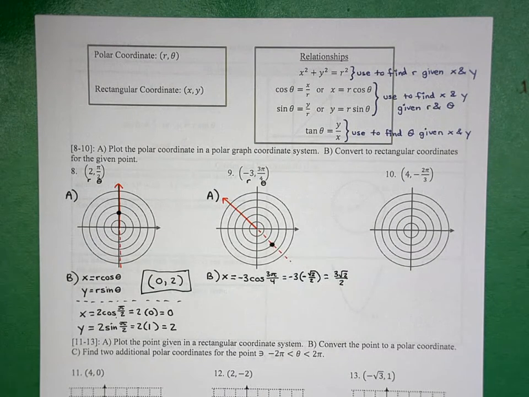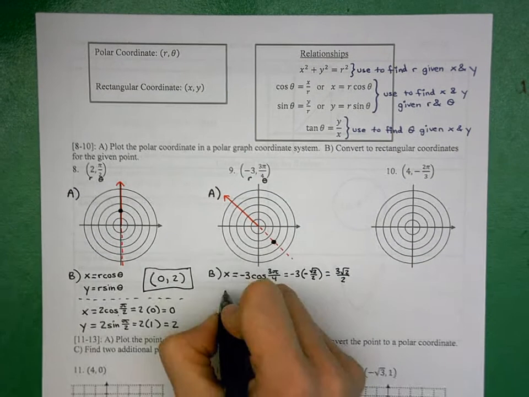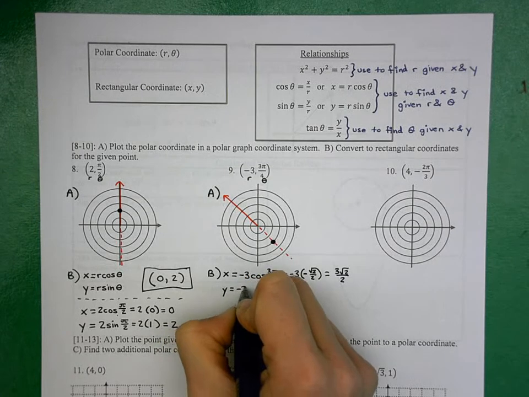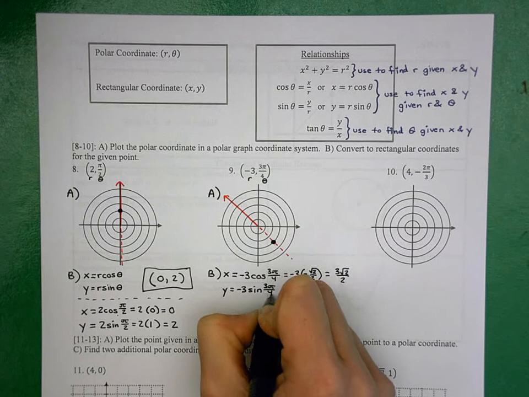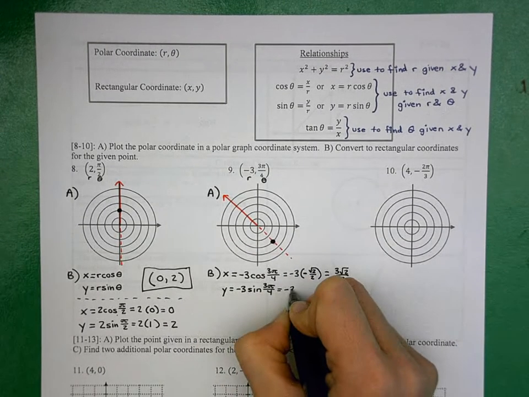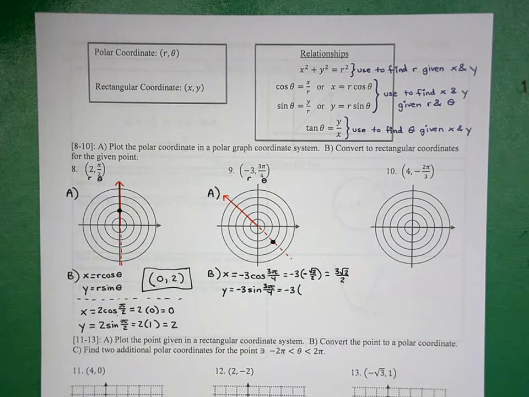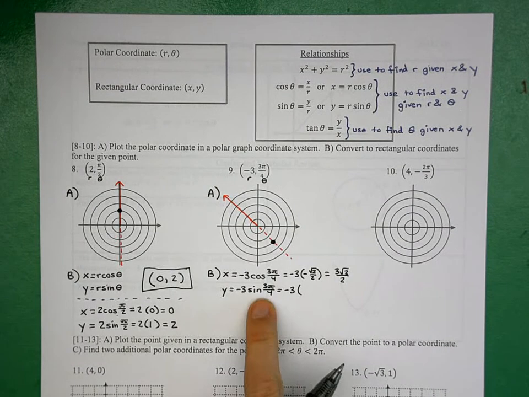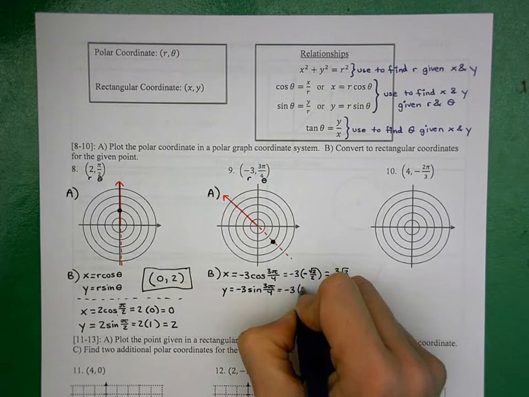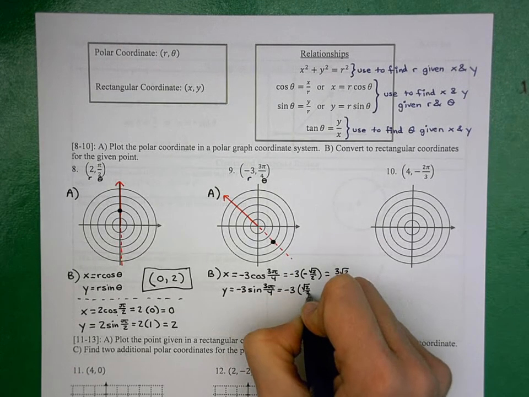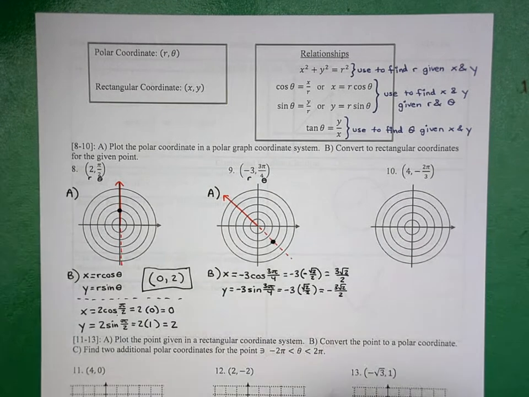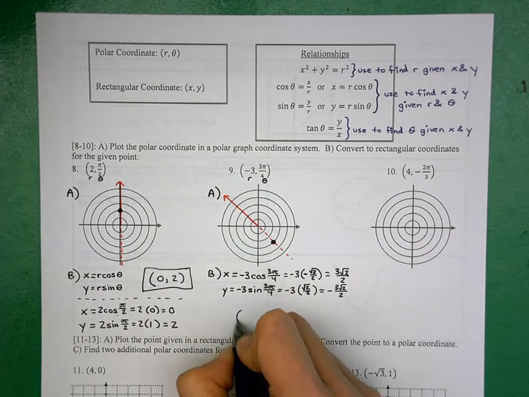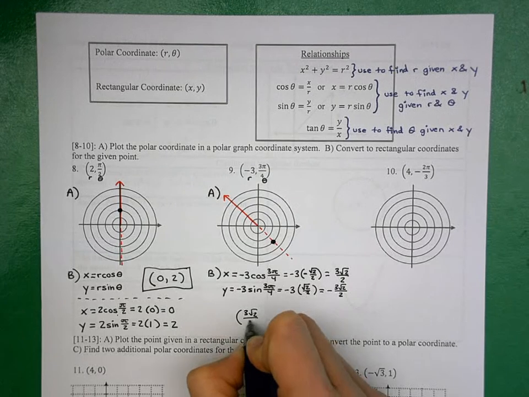Okay. Y then is r sine theta, which is -3 times sine of 3 pi over 4. Take a moment. What's the sine of 3 pi over 4? Again, second quadrant, sine is positive, and sine of pi over 4 is √2 over 2. So this would be -3√2 over 2. So my xy coordinate is (3√2 over 2, -3√2 over 2).